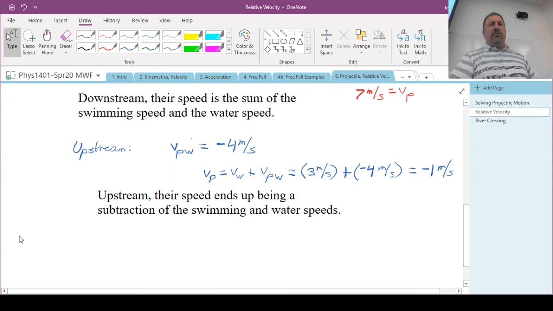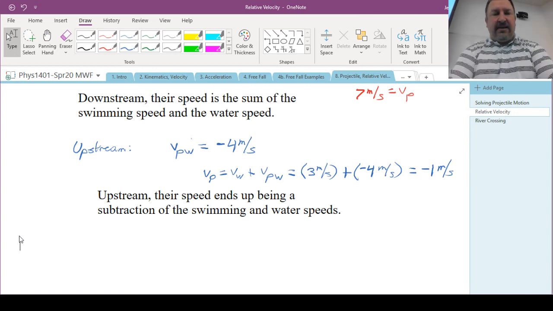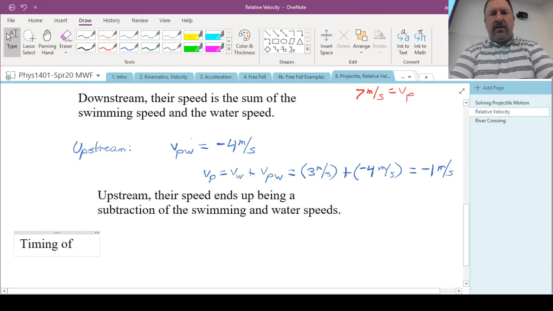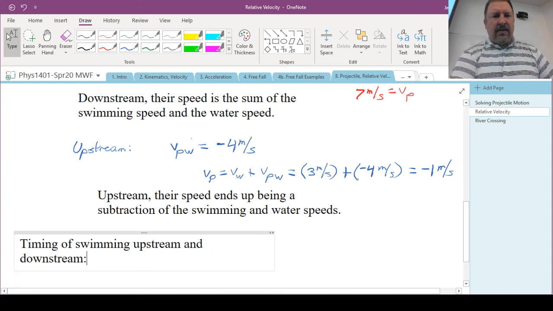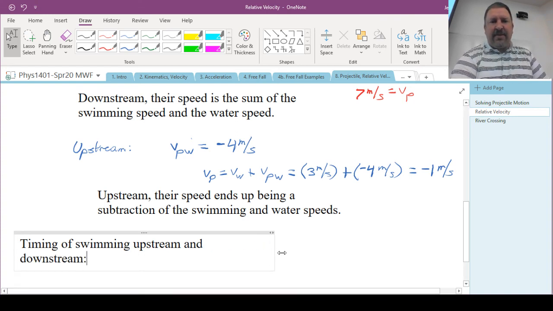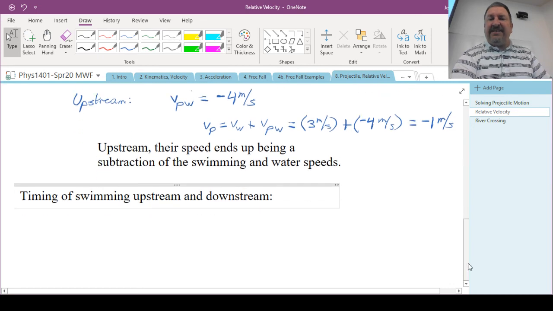Now, we're going to deal with the two-dimensional cases, like swimming sideways relative to the rip current or trying to swim across a river or something like that. We'll deal with that Friday. I want to look at the timing of swimming upstream and downstream, because the velocities simply add and subtract, but the times do not.